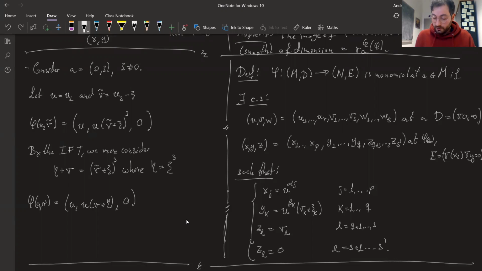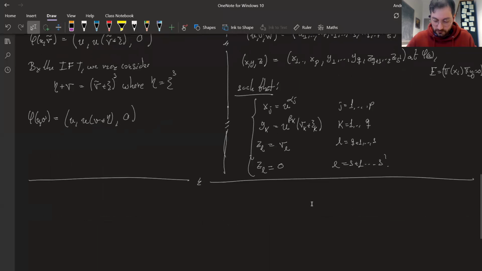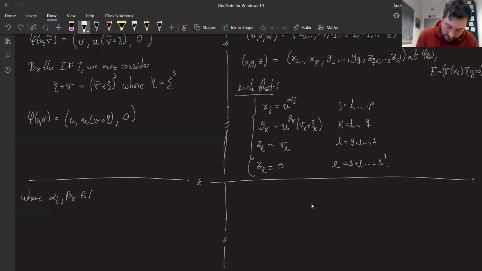Okay, I have to add conditions here so that we have the two properties that we wanted. So being open is going to follow just because I'm admitting here this v_k plus c_k. But let me just go by a bit so that I can continue. Where the alpha_j's and the beta_k's are multi-indexes, as we are used to. The c_k are non-zero real numbers.